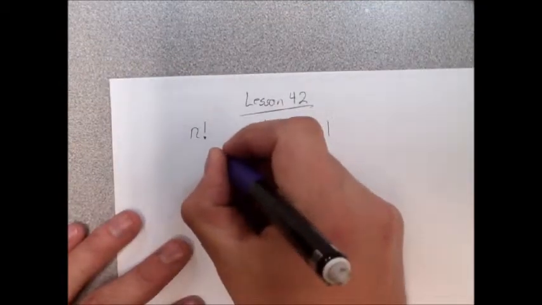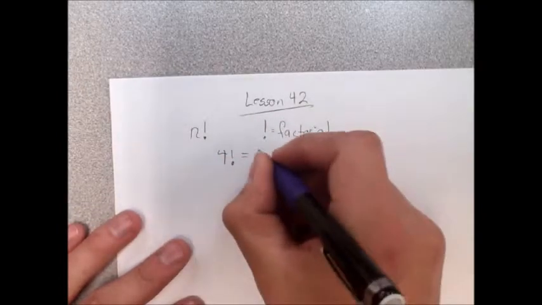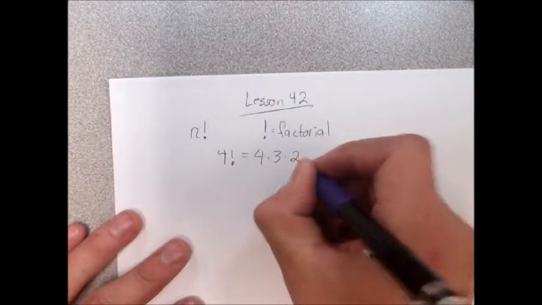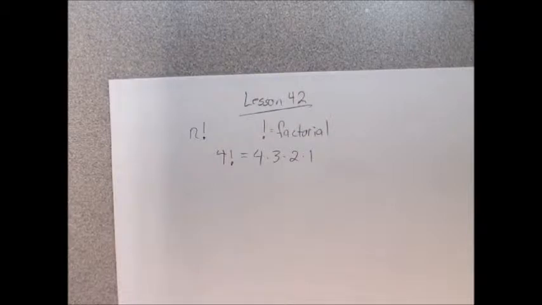If I have, let's say, 4 factorial, 4 factorial means 4 times 3 times 2 times 1. Basically, it's itself being multiplied in descending order. If there's 100 factorial, you would take 100 times 99, 98, 97, 96, all the way down to 1. The calculator makes it easier so that you don't actually have to do that.